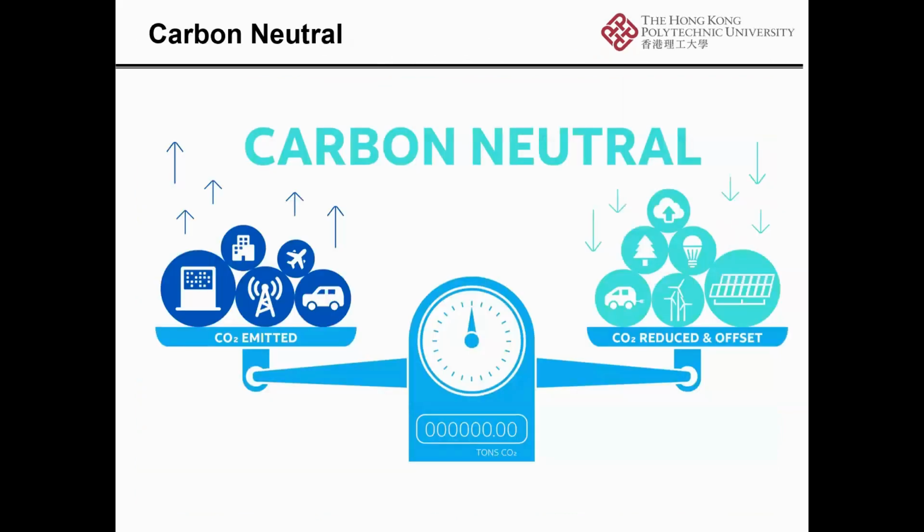aim. For the carbon neutrality aim, actually there are two kinds of issues. One is carbon emission, and the other is carbon reduction. Normally, carbon neutrality is the balance between carbon emission and carbon reduction. Carbon emission, mostly in previous years, is normally based on the consumption of fossil fuels. So to realize the balance, we should reduce the carbon emission first.